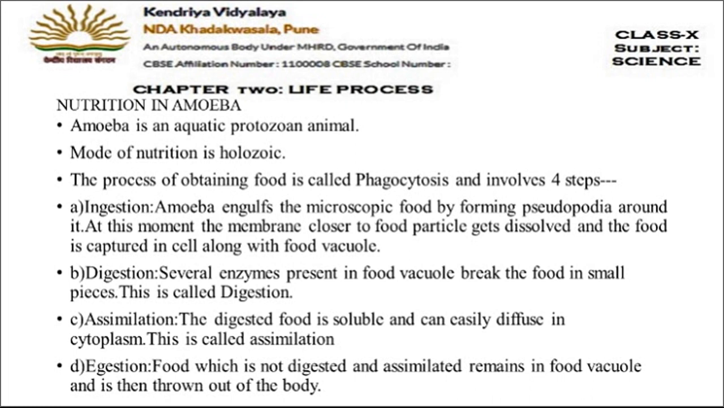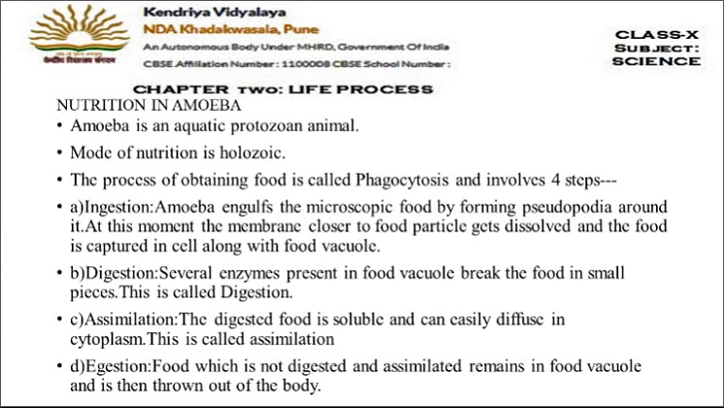Now the food particle is in the food vacuole. In the food vacuole many enzymes are present. What is the function of those enzymes? These enzymes will break the food particle into small pieces, and so this step is called digestion. Now the digested food is in the food vacuole and it is in the soluble form. This digested and soluble food will diffuse out of the membrane of the food vacuole and come into the cytoplasm. This step is called absorption and assimilation, and because amoeba is unicellular, absorption and assimilation happen together.